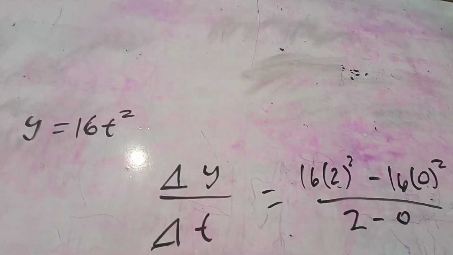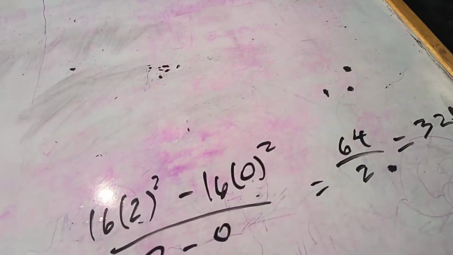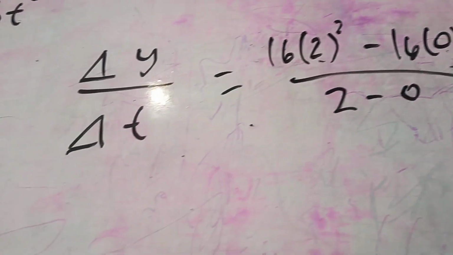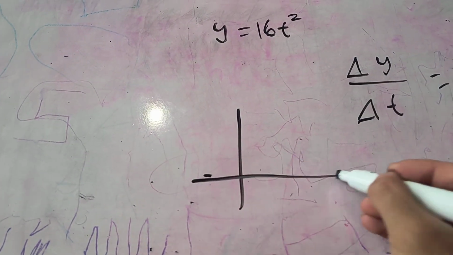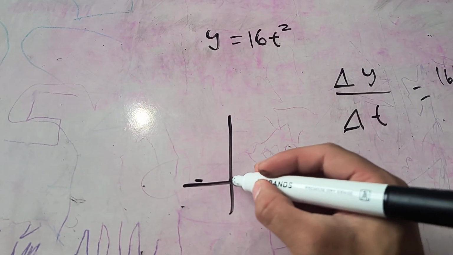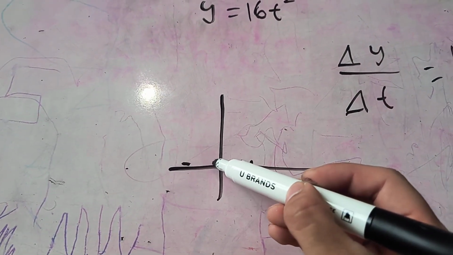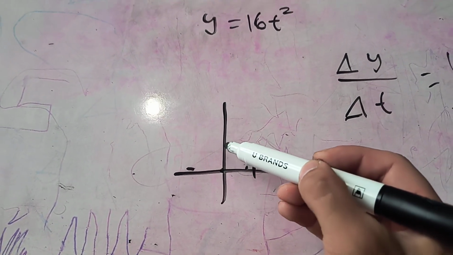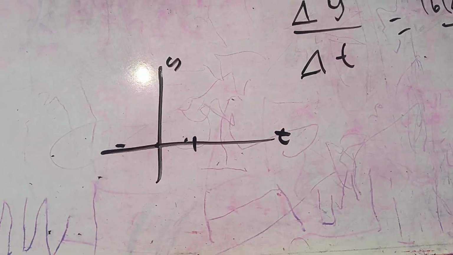Feet a second. Okay, great. This is average speed because you're taking it over an interval, 0 to 2. You're going to find the average speed between these 2 points of distance and time.